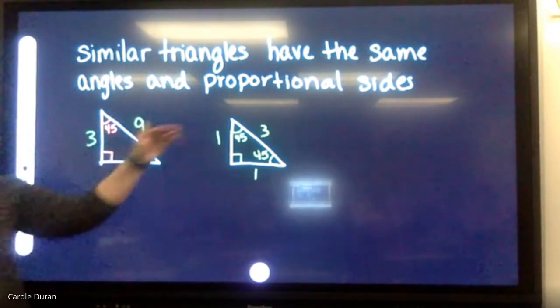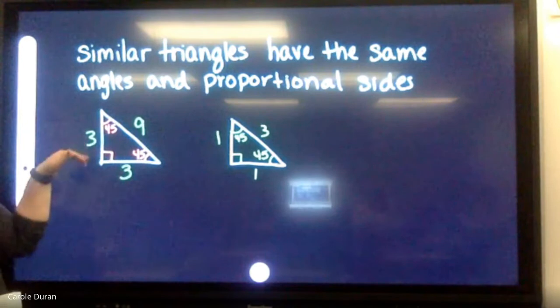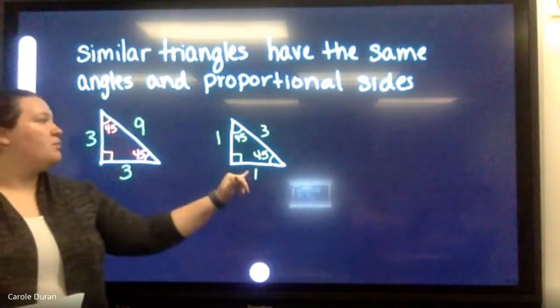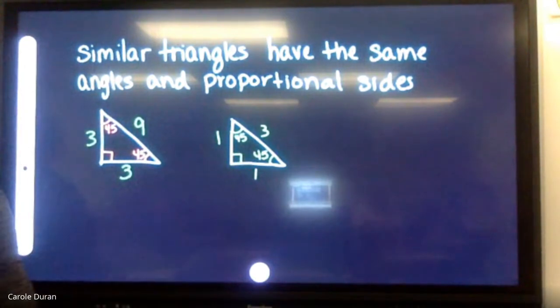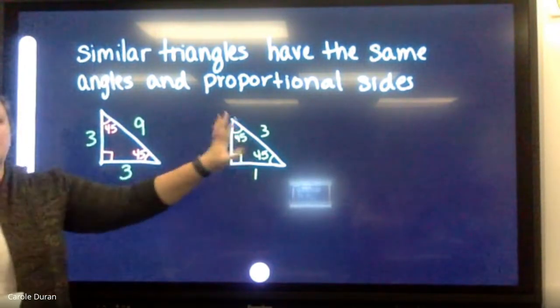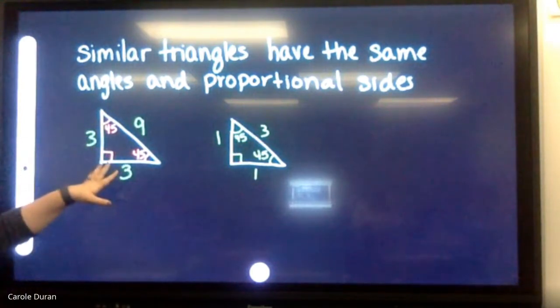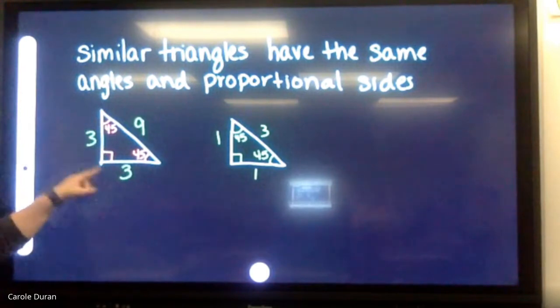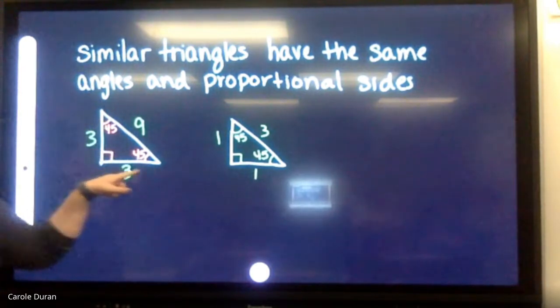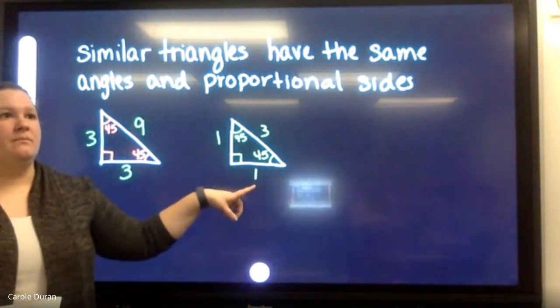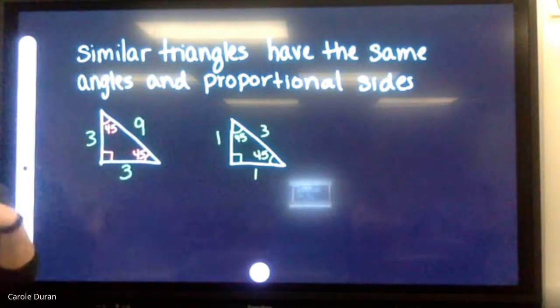They're each a 45, 45, 90 degree triangle. The legs on this one are 3 and the hypotenuse is 9. The legs on this one are 1 and the hypotenuse is 3. The side lengths on this one are 1/3 the side lengths on this one. That's what I mean by proportional. So each one of these lengths was divided by 3, thus creating the side lengths on this similar triangle. That exact same relationship has to exist on all sides of our triangle in order for the relationship to be similar.